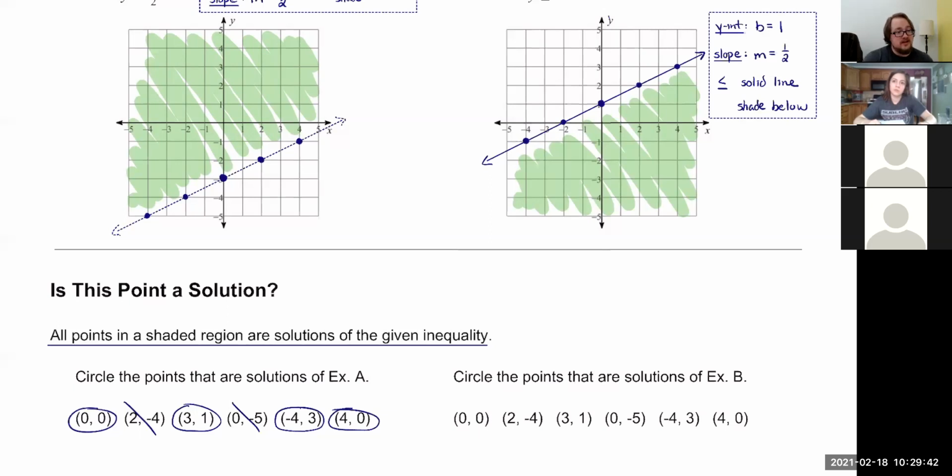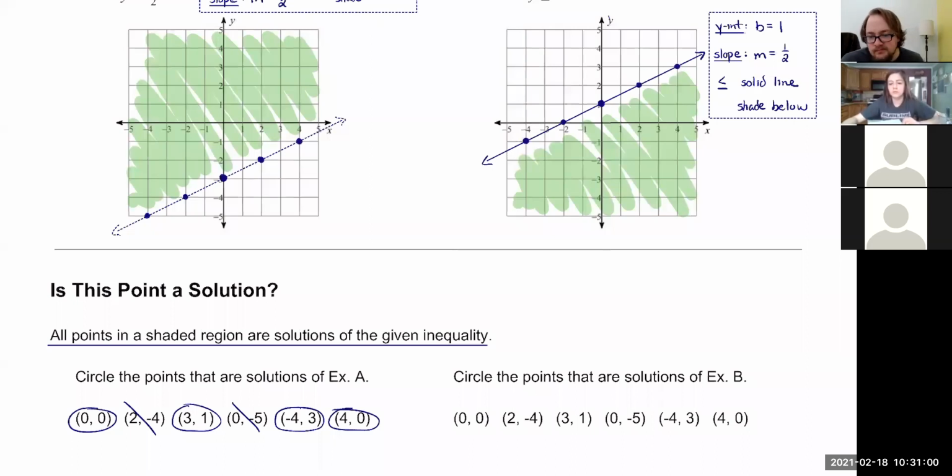So same process here. Real quick, I'm going to pause for just a moment and let you take a look at the graph and take a look at the list of ordered pairs and come up with the ones that you think are considered solutions. So I'm going to pause real quick, give you a chance to do that, and then we'll resume here in about 30 seconds.